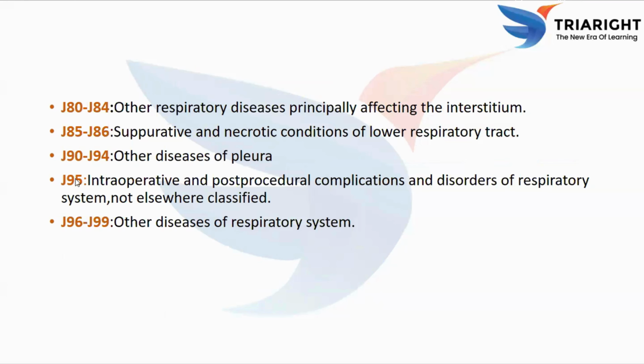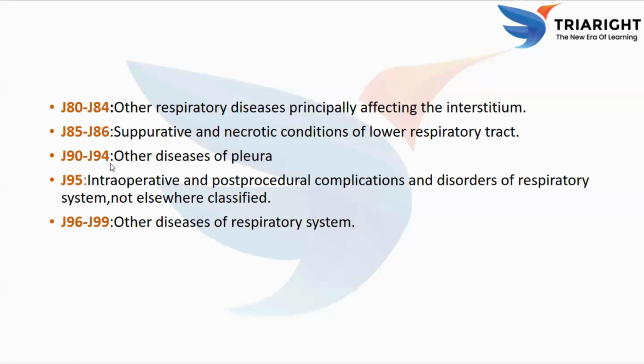J80 to J84 includes other respiratory diseases principally affecting the interstitium, like acute respiratory distress syndrome and interstitial pulmonary fibrosis. J85 to J86: suppurative and necrotic conditions of the lower respiratory tract. What does it mean? This includes severe infections causing suppurative, meaning pus formation, and necrotic, meaning necrosis or tissue death. For example, lung abscess and empyema, which is the formation of pus in the pleural cavity. These are complications of pneumonia and aspiration.